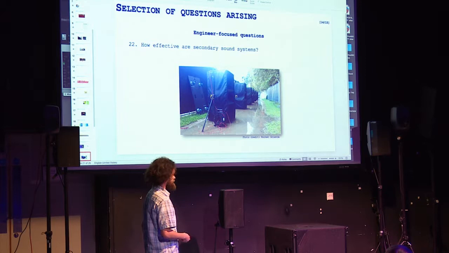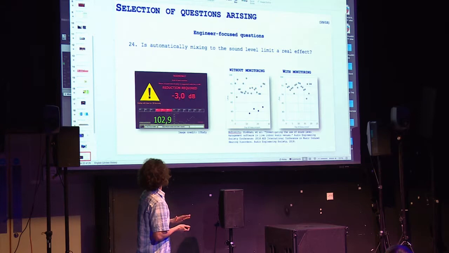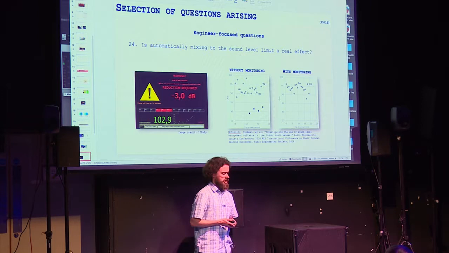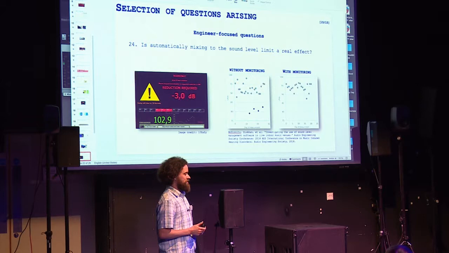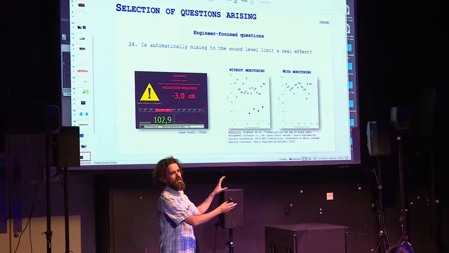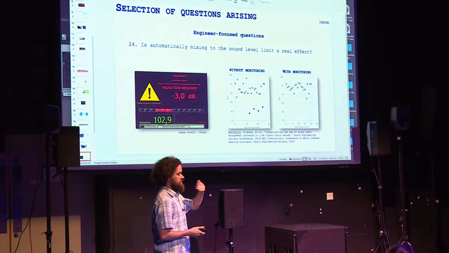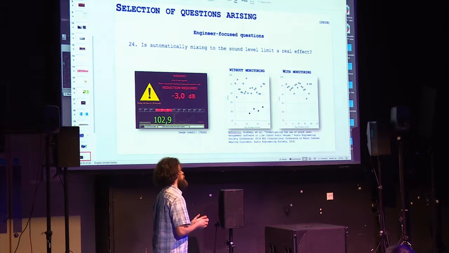And lastly, last question here is automatically mixing to the sound level limit a real effect? And this is coming off of Joss Mulder's work in Australia, where they've done a long-term study in music venues where half of the nights they'll give the mix engineer view of a noise monitoring or level monitoring bit of software called 10Easy, where they say, okay, this is your limit, you have to mix to it. The other half, they don't show them anything. And they wanted to see what the effect that was to try to limit noise pollution really offsite.